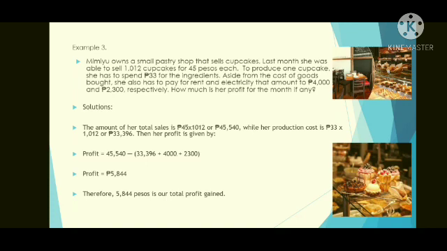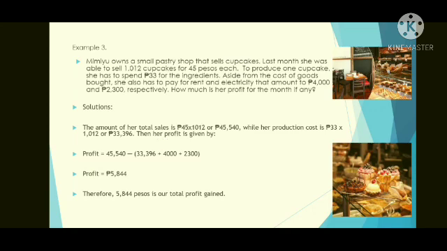So we will first solve the sum, or the total of our costs, before we subtract it from our revenue. So we will solve now. We will add 33,396 plus 4,000 plus 2,300, and the equivalent amount is 39,696.